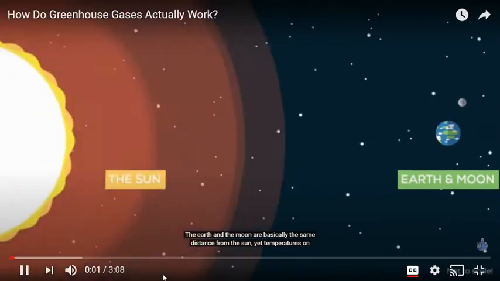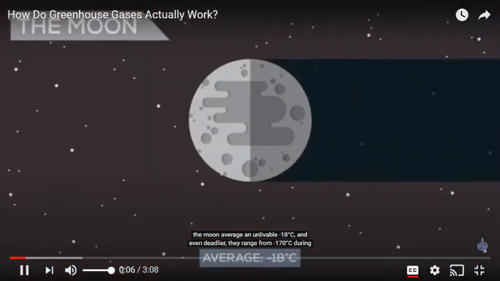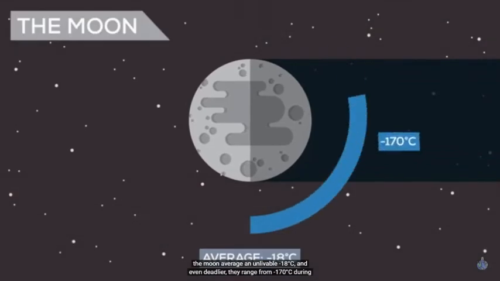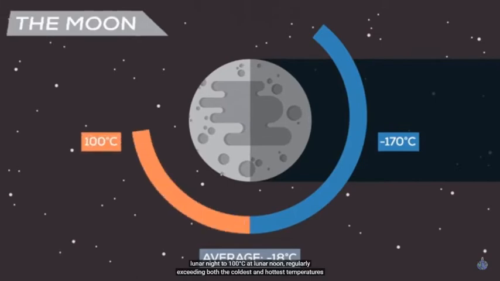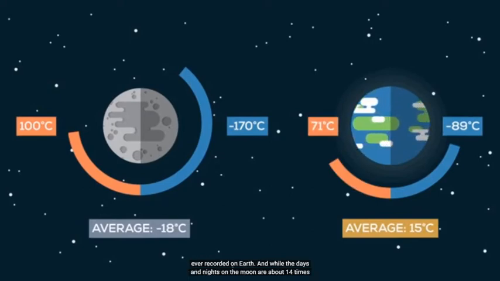Today's the day. The Earth and the Moon are basically the same distance from the Sun, yet temperatures on the Moon average an unlivable -18 degrees Celsius, and even deadlier, they range from -170 Celsius during lunar night to 100 Celsius at lunar noon, regularly exceeding both the coldest and hottest temperatures ever recorded on Earth.